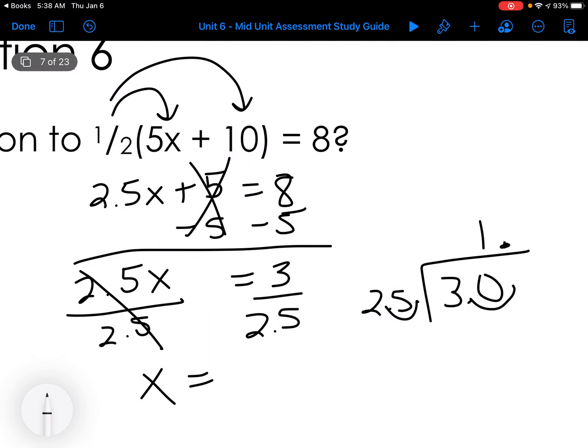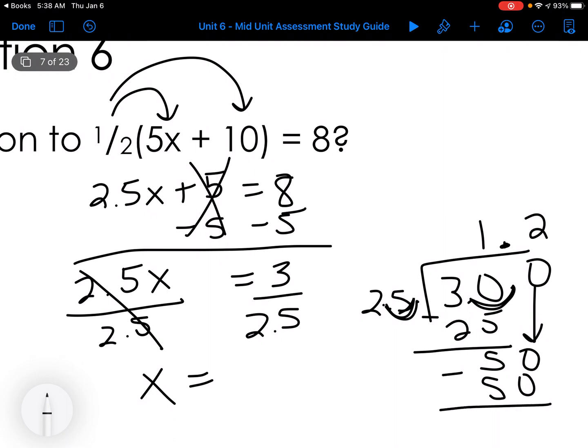25 goes into 30 one time. So to divide by a decimal, you move that decimal over. And then if you don't have a decimal in the number you're dividing by, you move your decimal over as well one place. So if you move the decimal over in one part of the problem, you move it over into the other part. Okay, I can't have a remainder in 7th grade math. 25 goes into 50 two times. So my answer is 1.2.